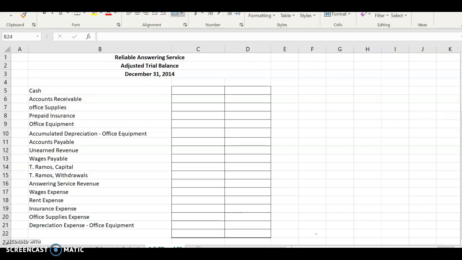This video is going to walk us through making adjusting journal entries and then posting them to the T accounts, and then making an adjusted trial balance to make sure that we're in balance, and then preparing the financial statements. Okay, so first off we have a trial balance. This is before we make adjustments.